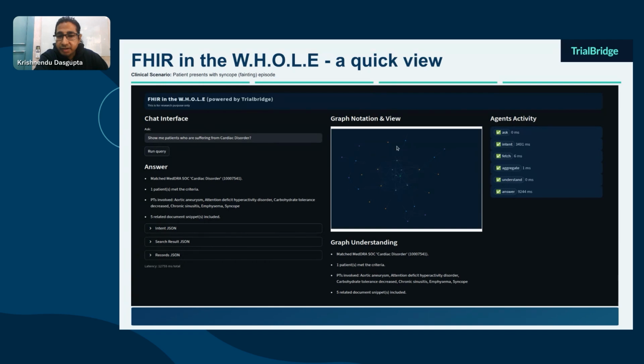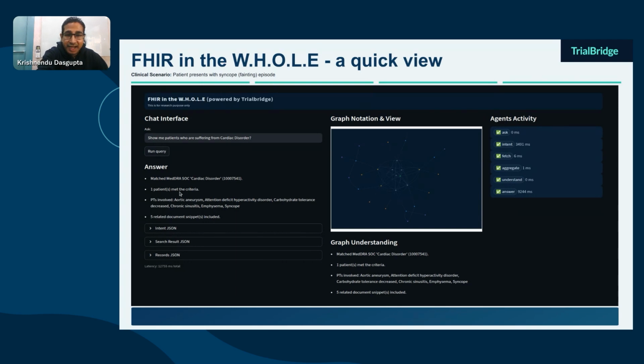Now, whatever you see over here will be the graph which gets generated, and it is generated from the data which I'm going to show you. The FHIR data is very long and has a lot of information, so I have pre-run it. I want to show you how exactly the data comes out. When we look into it, it will say how many patients are suffering from cardiac disorder. It will say match a MedDRA SOC, which is a clinical coding system organ class of cardiac disorder, and one patient met the criteria.